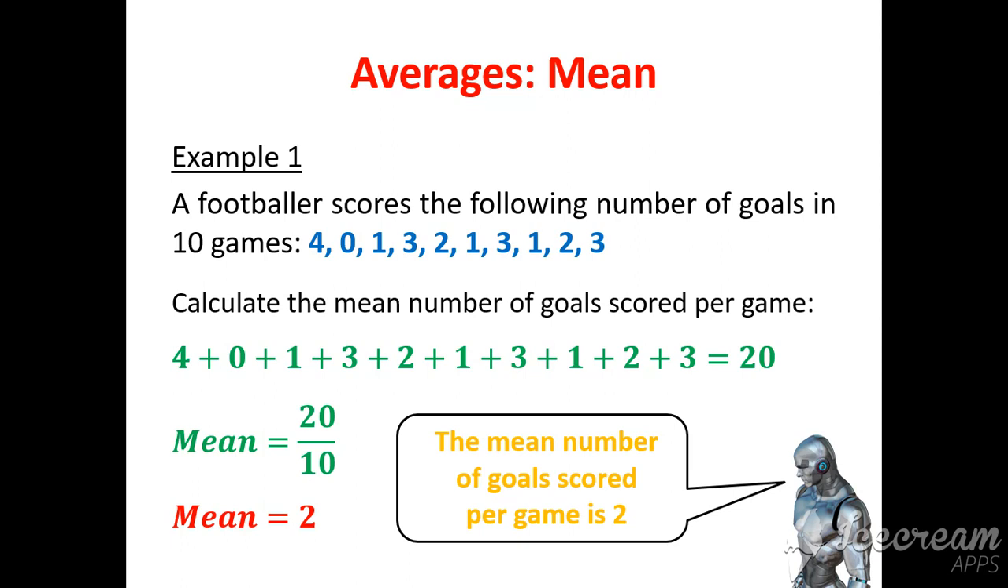The mean number of goals scored per game is 2. The average number of goals scored is 2. Now you can see that he didn't score 2 in every game, but it sort of gives us a typical or middle of the road idea of what is going on over the 10 games.